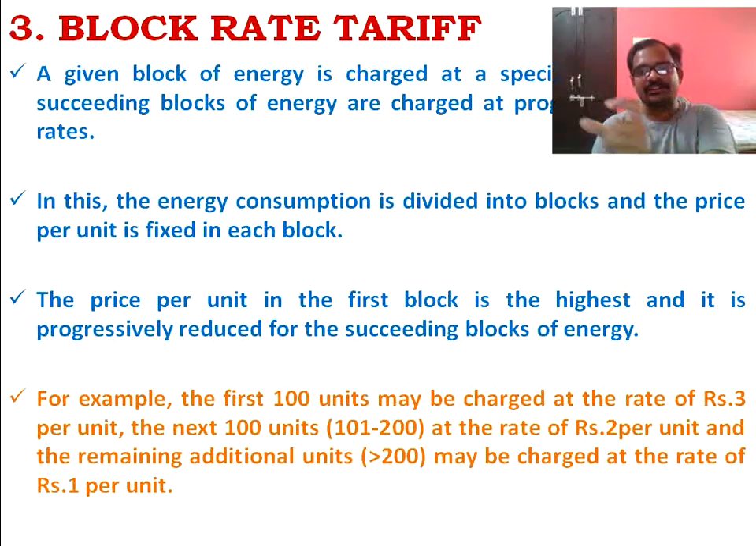So 100 into 3 will be 300. Next, 100 from 101 to 200. How many units again? Again 100 units. So 101 to 200 is 100 units again. So 100 units I have to charge at 2 rupees. So 200. So first 100 units 300. Next 100 units 200. Right, 500.